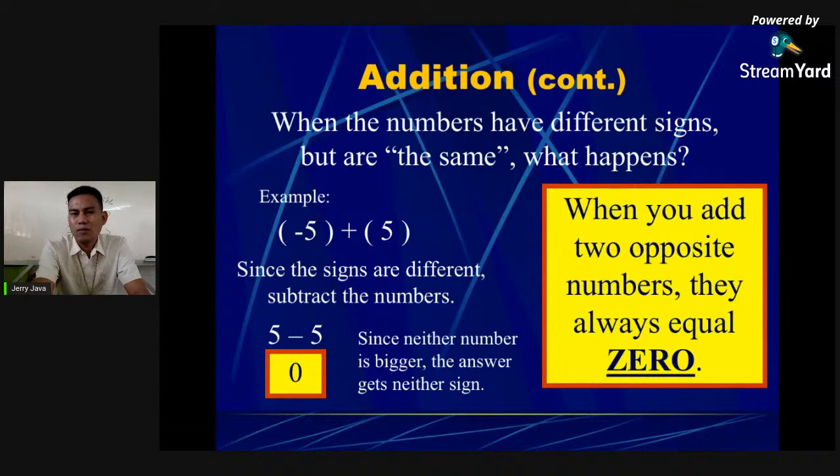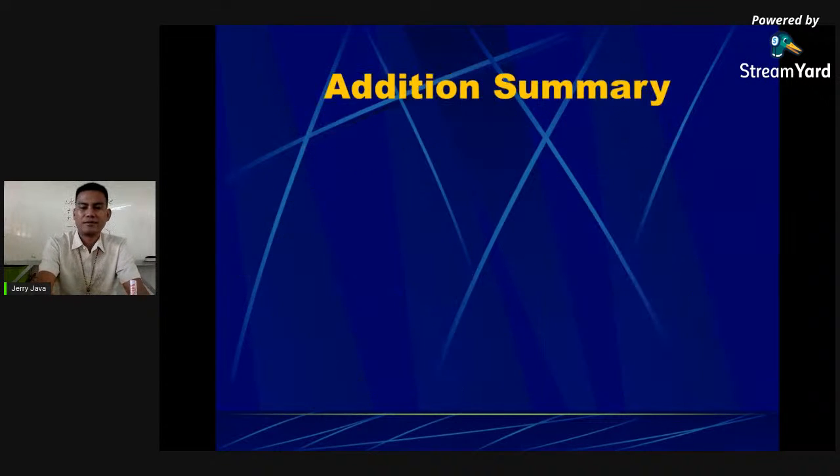When you add two opposite numbers, they are always equal to 0. Like when you say positive 5 plus negative 5, or positive 2 plus negative 2, 0 na sa tanan. So basta opposite sila, parehas sila ng numbers, basta kaiba sila ng signs, that means that's equal to 0. Okay, next.